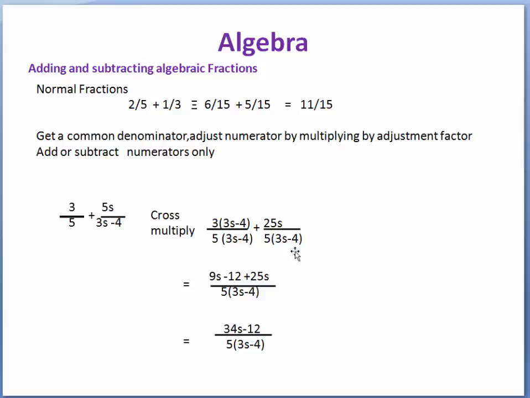Okay. Multiply out the brackets here, and then leave the denominator as it is. We don't do anything with the denominator, we just write it once underneath because it's common to both. And then when we collect like terms, we get 9s plus 25s, 34s minus 12.